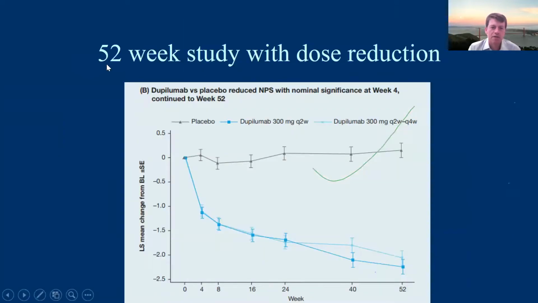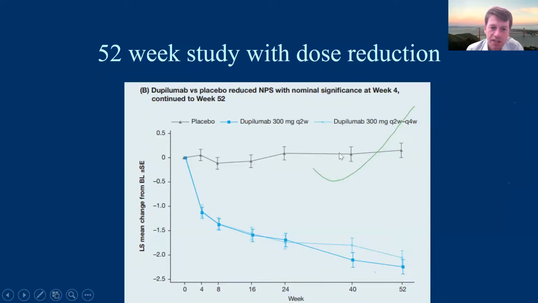They also included a 52-week study with a dose reduction. So dupilumab is given as injections twice weekly. In this study, they had 3 groups. They had their placebo group, their twice weekly group, and a group that went twice weekly through 6 months, or 24 weeks, and then went out to every 4 weeks after that. So sort of a maintenance dose of every 4 weeks after 6 months of treatment with every 2 weeks.